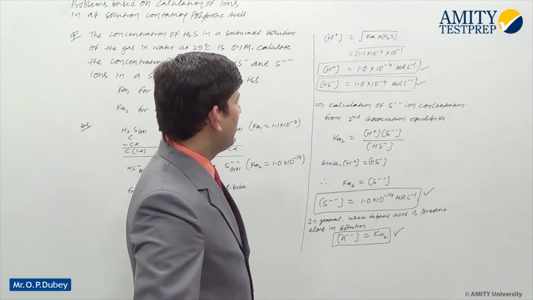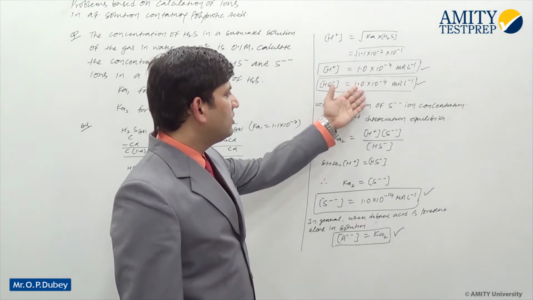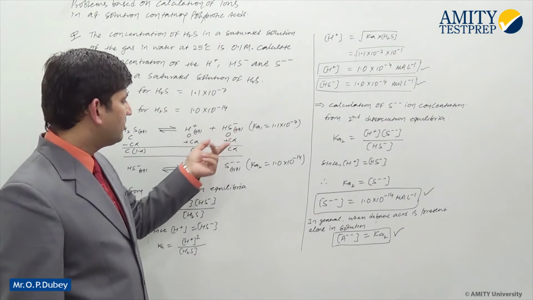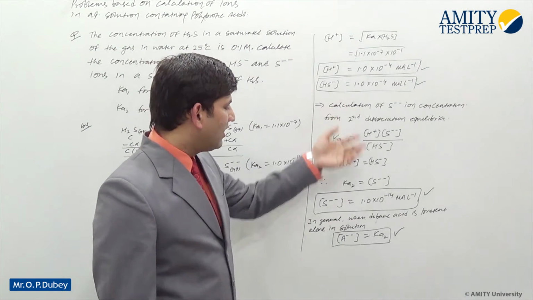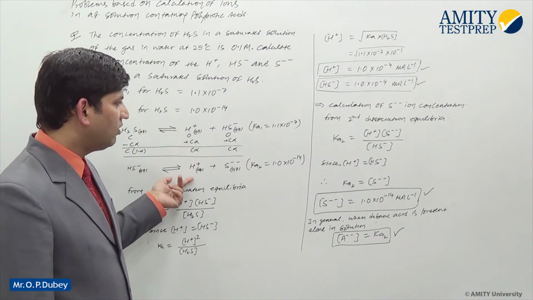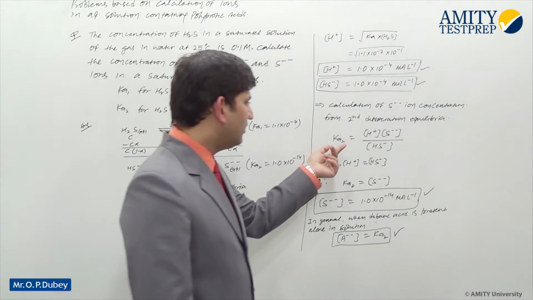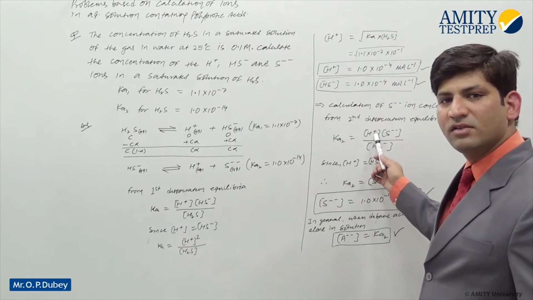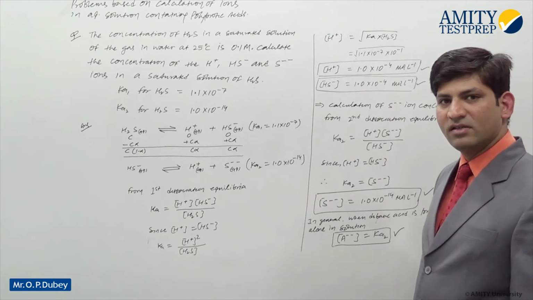And the HS- concentration is also equal to the H+ ion concentration, which is 1.0 × 10^-4 moles per liter. H+ ion and HS- concentrations are equal. Now if we have to calculate the sulfide ion concentration, we have to consider the second dissociation equilibrium, and from it we can write the dissociation constant expression K2, which is the H+ ion concentration times the S2- ion concentration upon the HS- concentration.